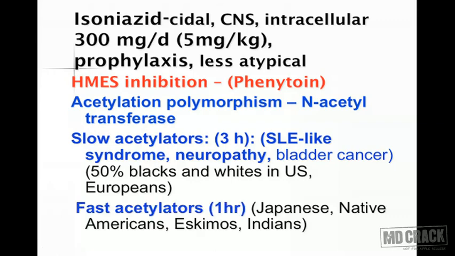The rest of the population will be fast acetylators, and they metabolize INH fast, and its half-life becomes just 1 hour. Who are these individuals? You get fast acetylators more in some particular populations, that's Japanese population, Native Americans, Eskimos and Indians. So slow acetylators and fast acetylators is an important issue as far as the INH pharmacokinetics is concerned.